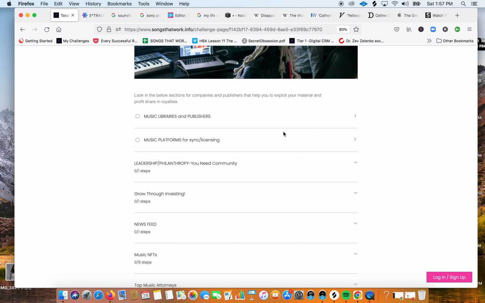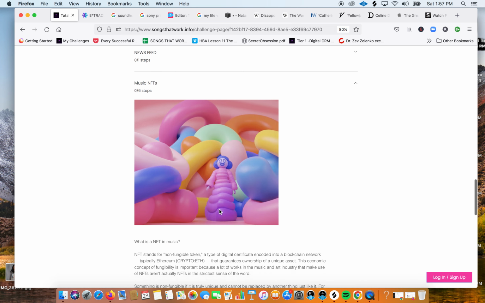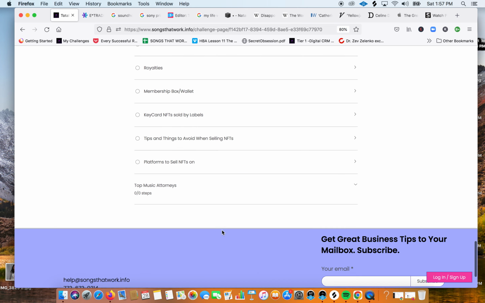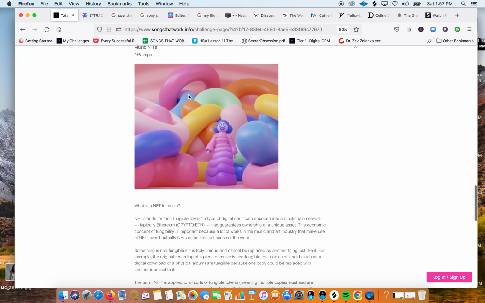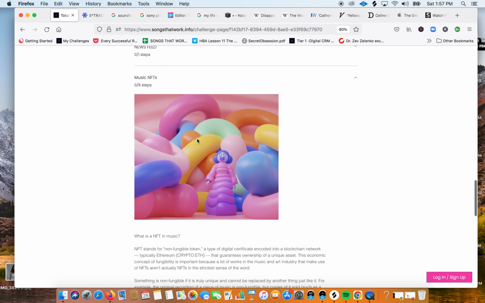So if you're interested in that, it's in the NFT section of Songs at Work, down here in platforms to sell on, and it's only in the full version. There are NFT sections in all of the free tier 1, but the one with the most in-depth information about how to create NFTs and where to sell them is definitely in the full version. All right, let us move on.